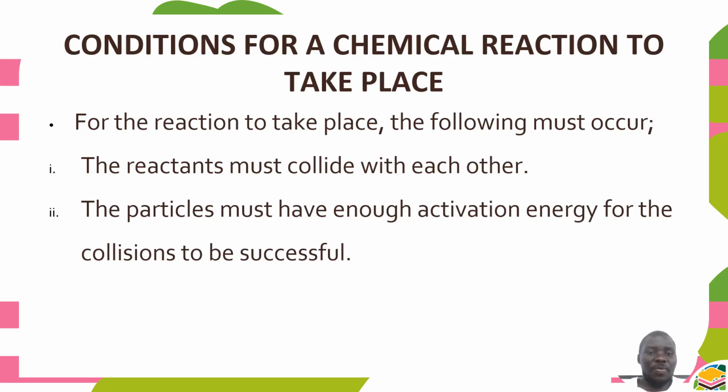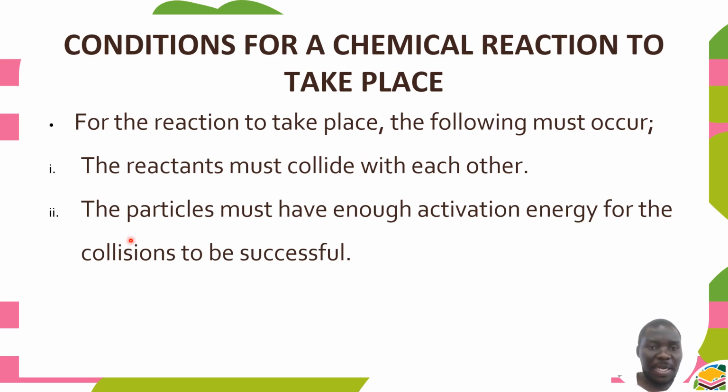Now, we have talked much about the reactions. We have talked much about the definition of rate of chemical reaction. Now, we need to look at conditions which make the reaction take place. There are some conditions which make the reaction take place. If those conditions are not available, it means a chemical reaction cannot take place. So for a reaction to take place, the following must occur.